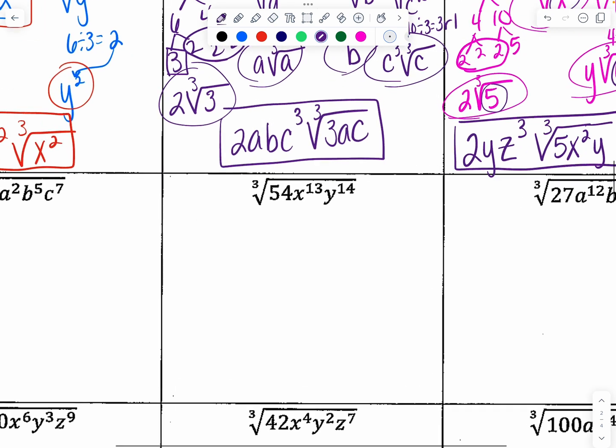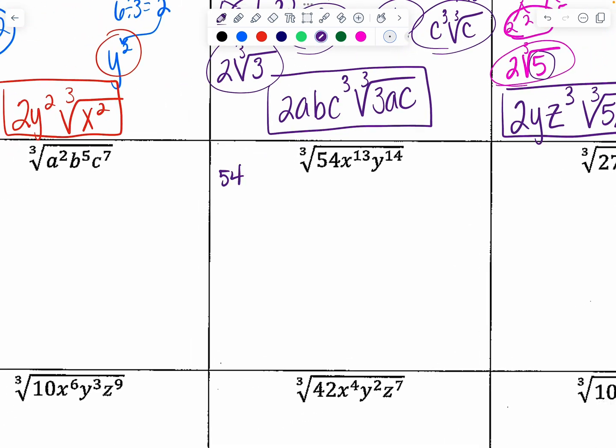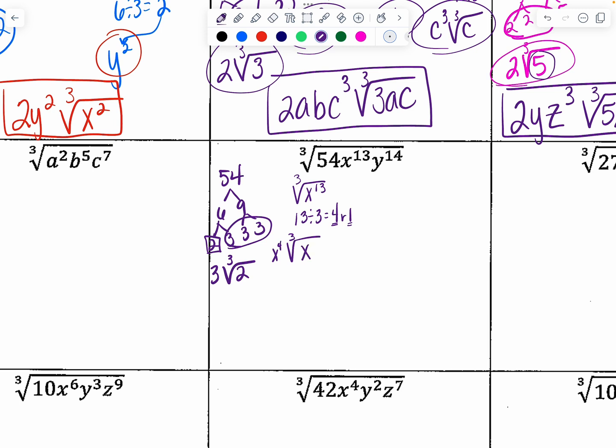All right, let's look at this middle one. So 54. I'm just going to break this down. I have three 3s, so 3 comes on the outside, and then one 2 left over, so that goes under. All right, we have x to the 13th. So 13 divided by 3 is going to give me 4 with a remainder of 1. So this is the exponent on the outside. This is the exponent on the inside. So I have x to the 4th on the outside and x on the inside.